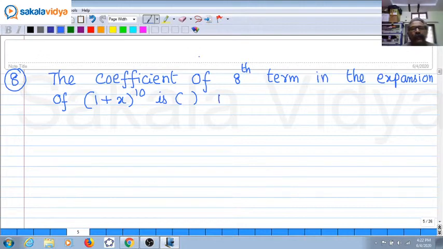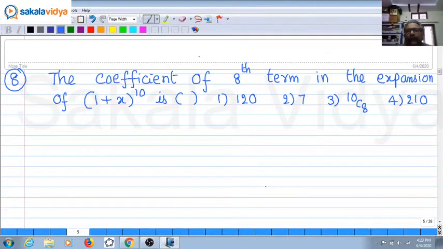First option is 120. Second option is 7. Third option is 10C. Fourth option is 210. So the coefficient of eighth term in the expansion of (1 plus x) whole to the power of 10 is 120, 7, 10C and 210.